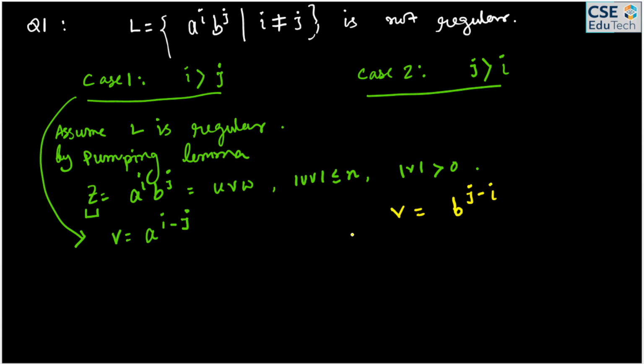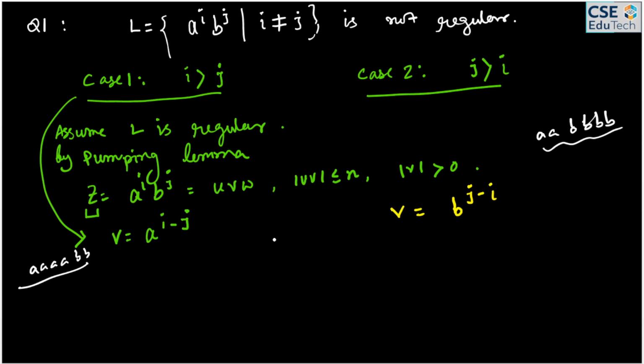So we consider that the number of A's should be greater than the number of B's followed by the number of B's. For example, A, B, B, and so on. This belongs to case 1. In case 2, like A, B, B, and B, any number of B's should be greater than the number of A's. These are for case 2. Now we assume for case 1, V equals A to the power I minus J, and for case 2, V equals B to the power J minus I.